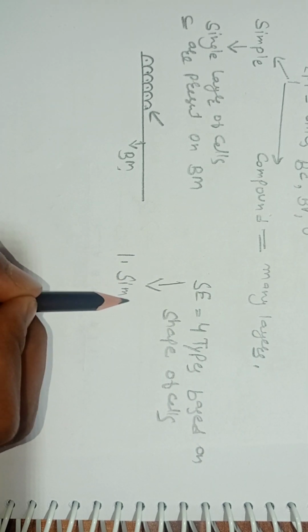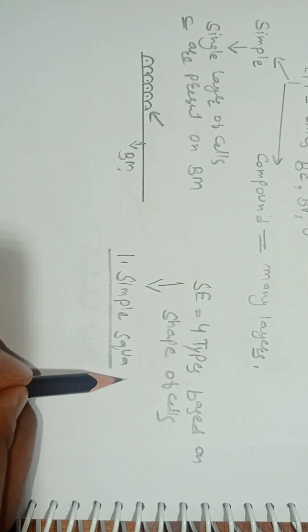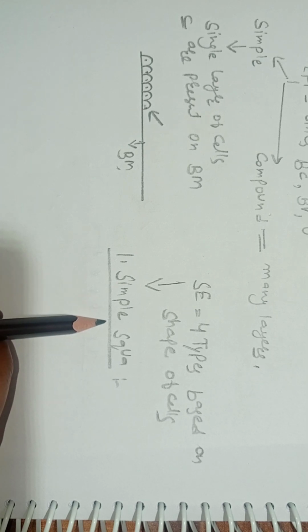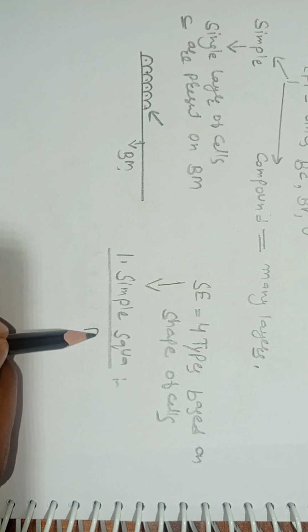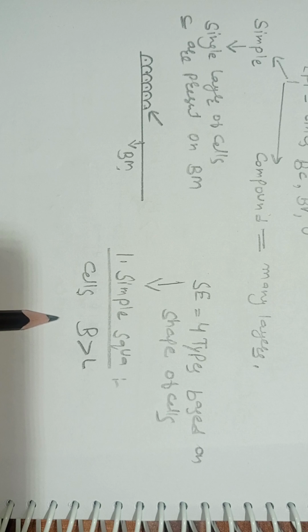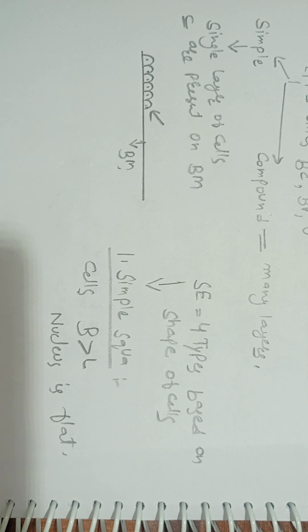Number first type is simple squamous. I will also teach you how to draw the diagram of the simple squamous epithelium. First, we should know two points about the simple squamous epithelium. Number first point is its breadth is greater as compared to its length. Clearly, number second point is its nucleus is flat. So the cells of the simple squamous epithelium have a breadth greater than their length, and their nucleus is flat.